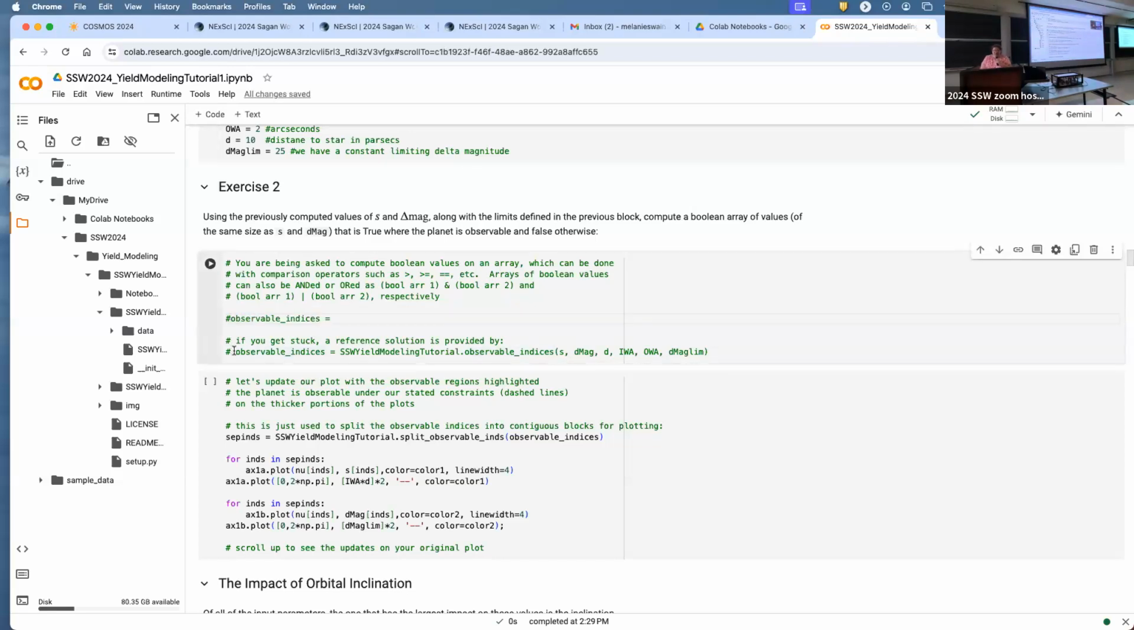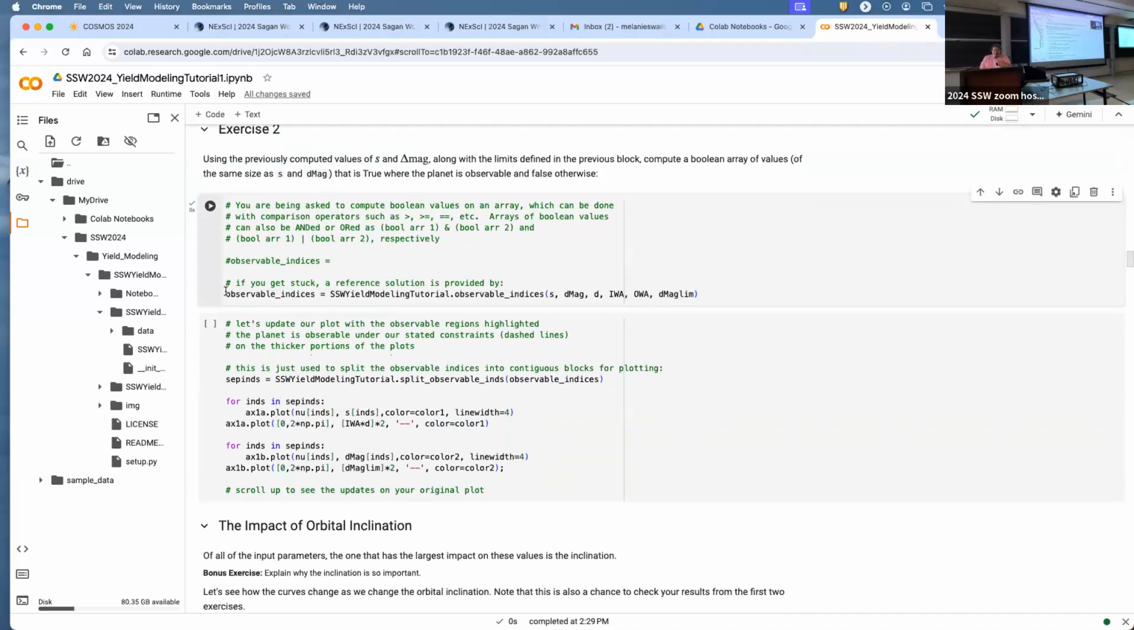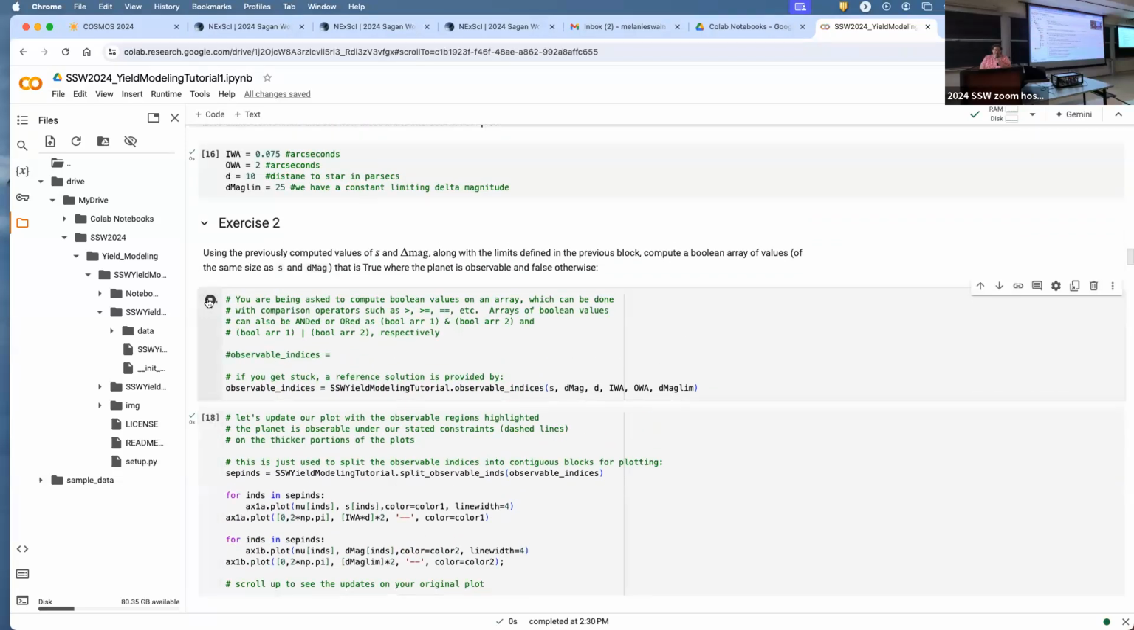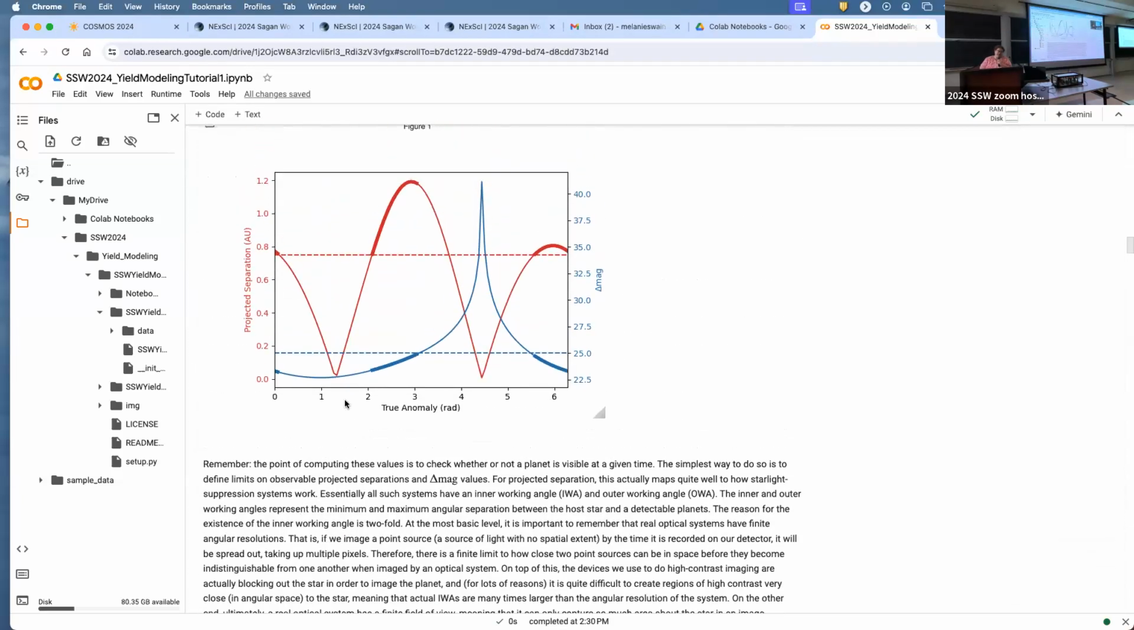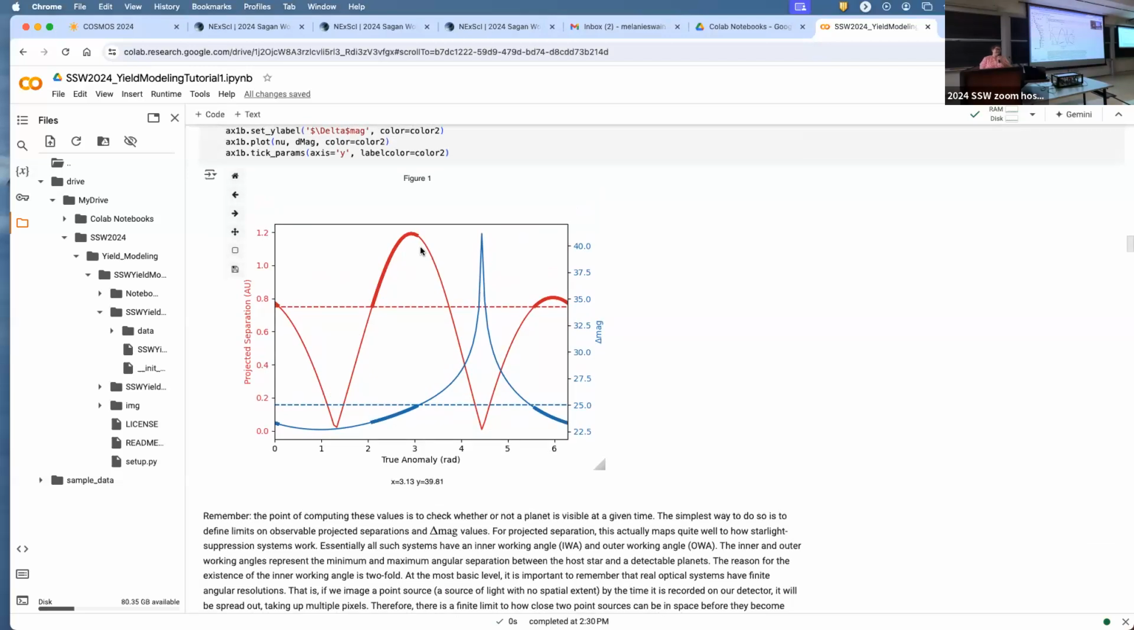Preview of this for you. Right, sorry, this one. And now once we have the right indices, then I'm going to scroll back up to the plot and see what we've indicated for the constraints that we've just applied, where we have access to the delta magnitude and the separation.